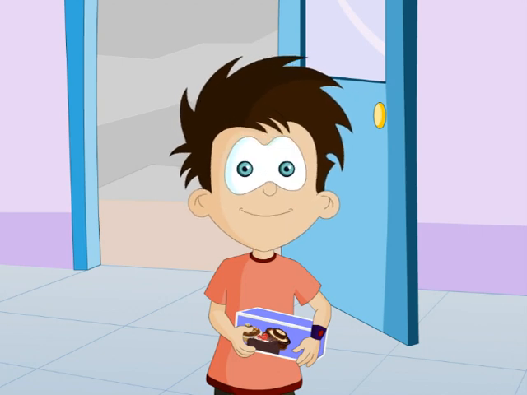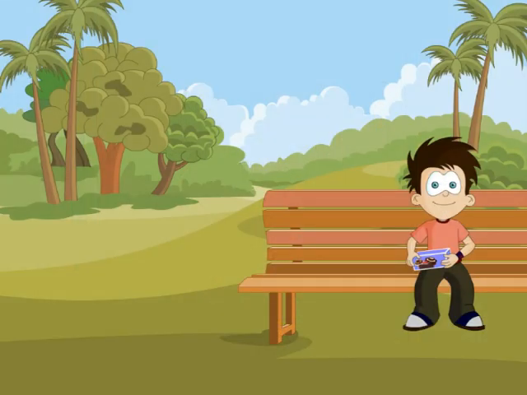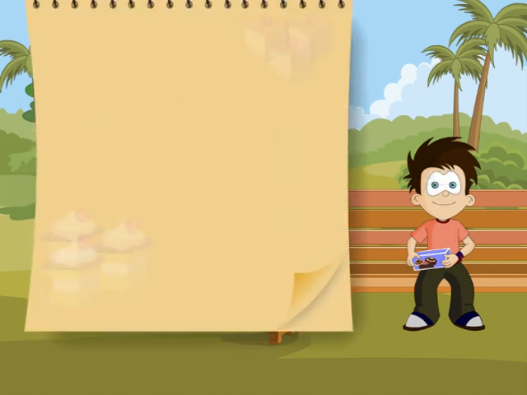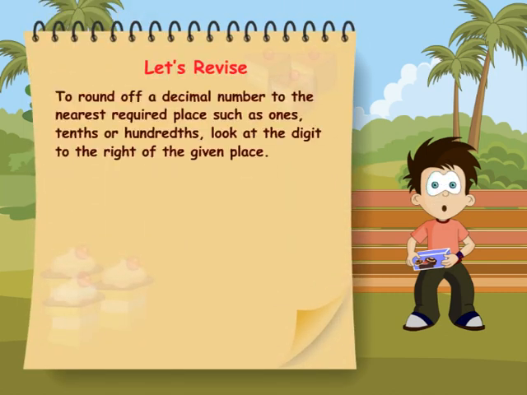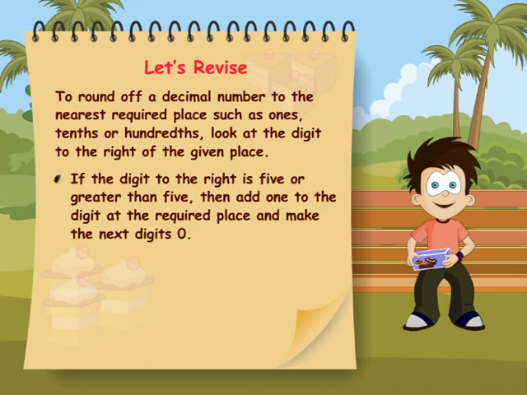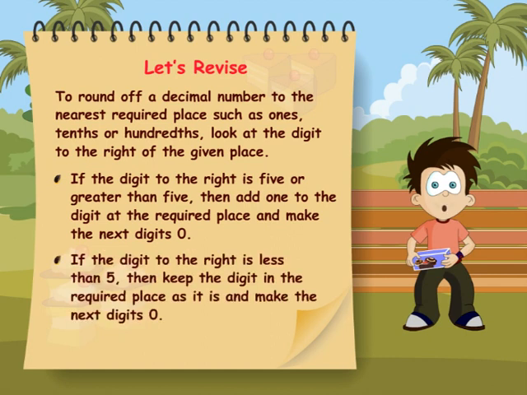Thanks. Bye. Remember this about rounding off decimal numbers. To round off the decimal numbers to the nearest required place, such as ones, tenths, or hundredths, look at the digit to the right of the given place. If the digit to the right is 5 or greater than 5, then add 1 to the digit at the required place and make the next digits 0. If the digit to the right is less than 5, then keep the digit in the required place as it is and make the next digits 0. Look at the given examples.